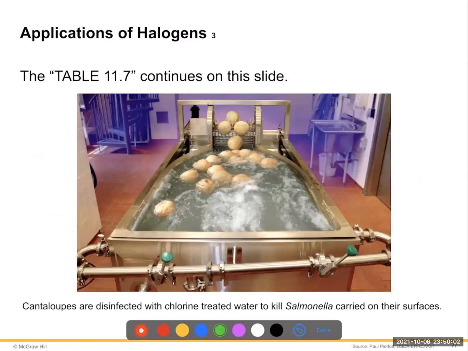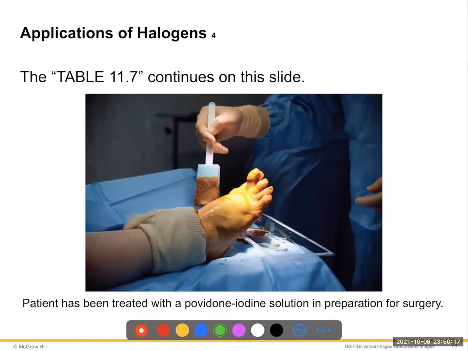All right. This is a slide of cantaloupes. They're being washed with chlorine water. This kills the salmonella bacteria that are on the surface of them before they're shipped out. So we use this chlorine to kill the salmonella on the surface of the cantaloupes before they're being shipped. Povidone iodine solutions, Betadine, these are for surgeries on patients.